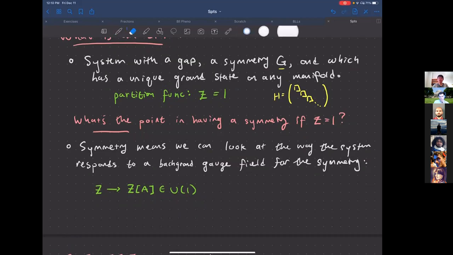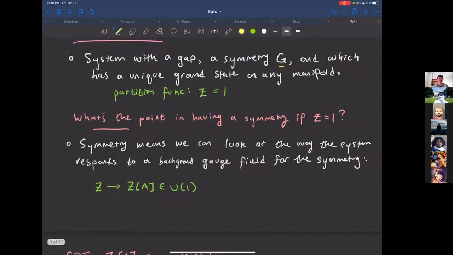But okay, if the system is gapped with a unique ground state, then there's no real Hamiltonian, right? If it's gapped with a unique ground state, then at low energies we don't have to worry about the Hamiltonian at all. So there's no spectrum really to organize according to representations of the group. There's no scattering or anything to put selection rules on. So what's the whole point of having a symmetry at all? The point is that if we have a symmetry, then we can look at what happens when we couple the system to a background field for that symmetry.